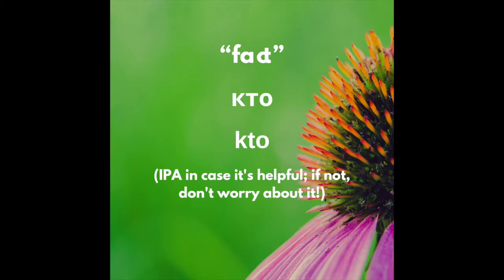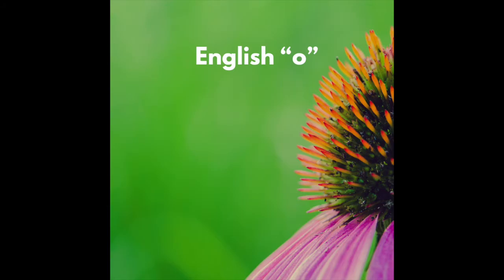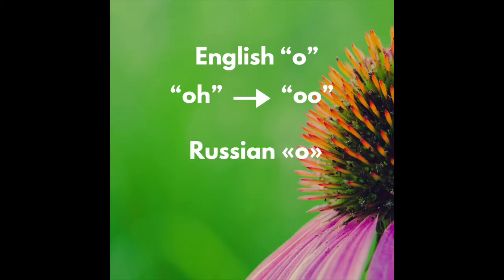Fact. Fact. But this doesn't happen in the Russian кто, where the K is clearly audible. Кто? Кто? The English O actually closes to an U sound. O. O. But Russian does the opposite.